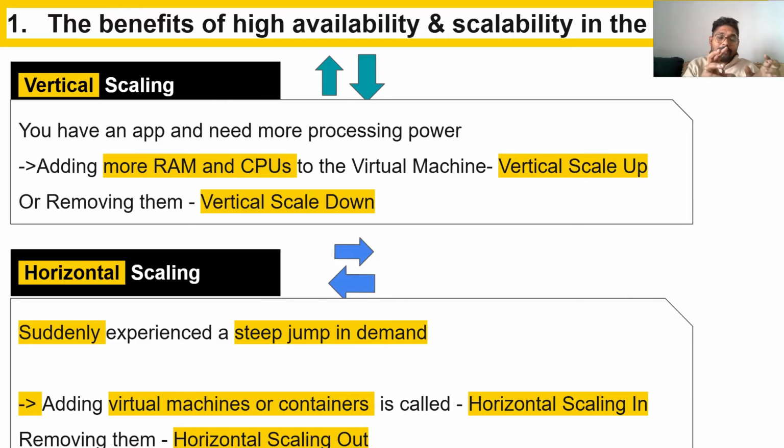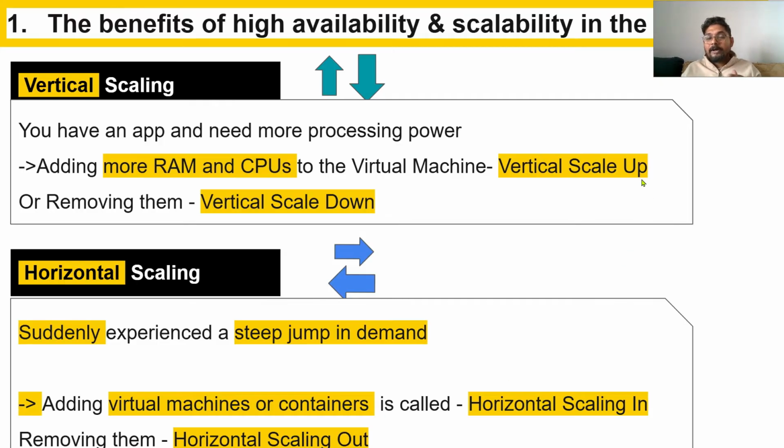So when you scale your container, that means you're adding one more virtual machine or removing one. Let's say you had two and now you saw the demand go down, you are removing a virtual machine. This kind of adding the container, not the component. Component means RAM and CPU, and here I'm adding the entire container, like a virtual machine. This is called horizontal scaling in. The other one, removing them, is called horizontal scaling out.